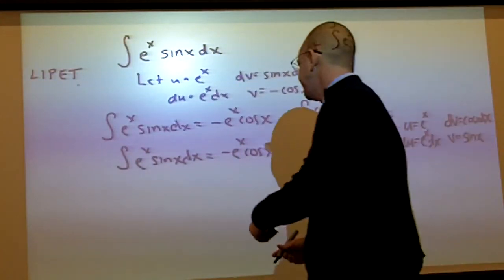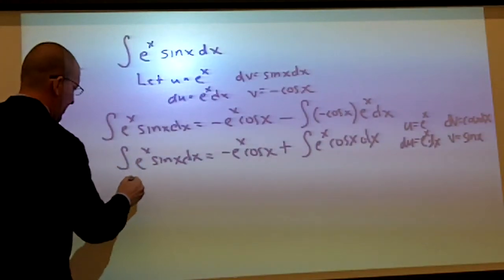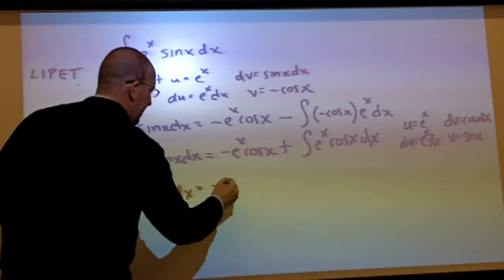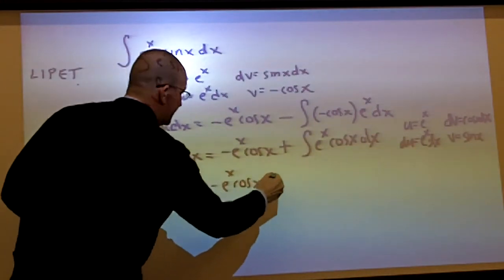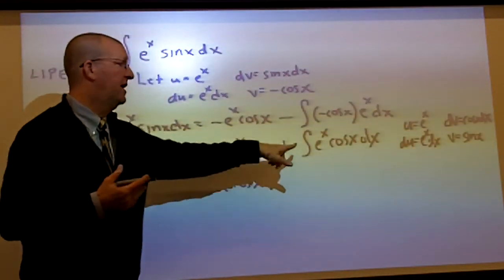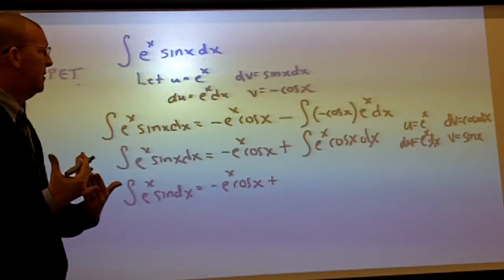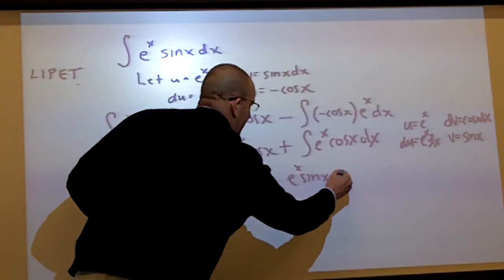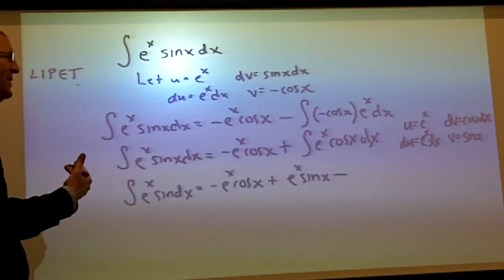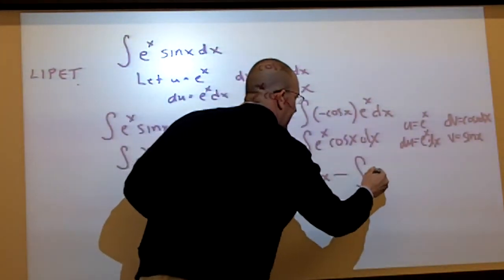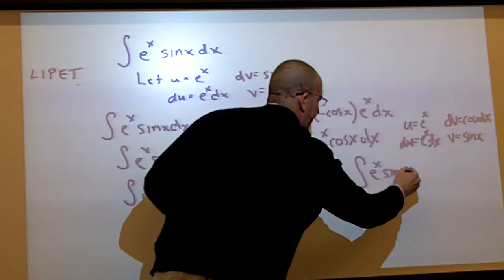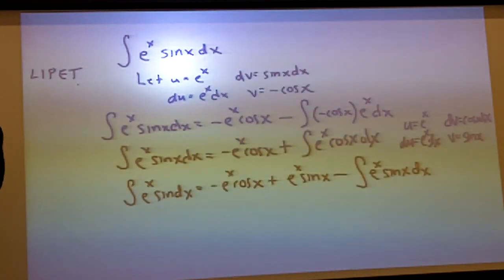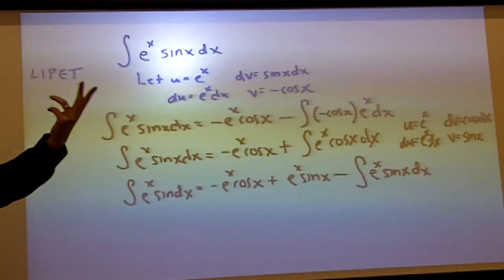Now let's rewrite our problem. Here we go. The integral of e to the x sine x dx equals negative e to the x cos x plus uv minus the integral of v du. Fortunately, this is a positive sign, so I don't have to worry about any distribution of negative values. But look what I have: the integral of e to the x sine x, again.